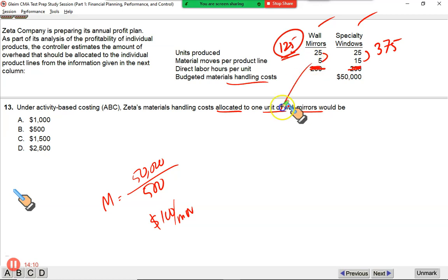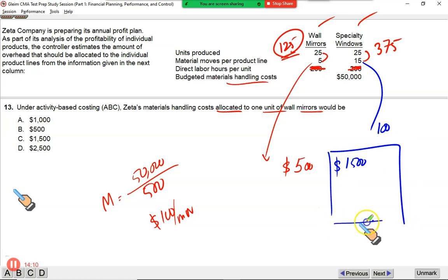Each wall mirror takes 5 moves. So 5 moves and each move costs 100. So this should carry $500 of handling cost. To the contrary, specialty window takes 15 moves. Each move costs 100. So it will take 1500. This is much more meaningful, much more convincing. The item that takes more effort to make should be charged more cost.